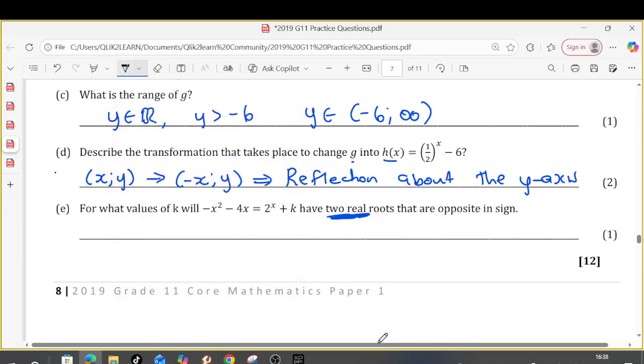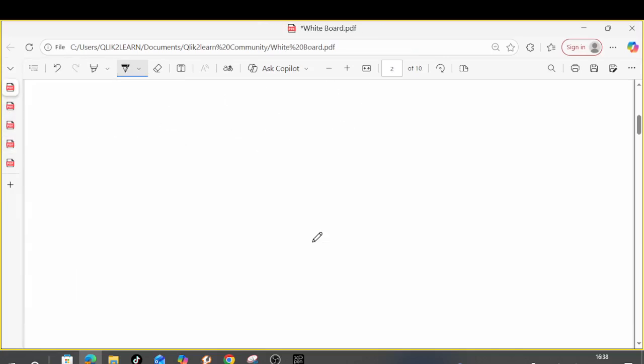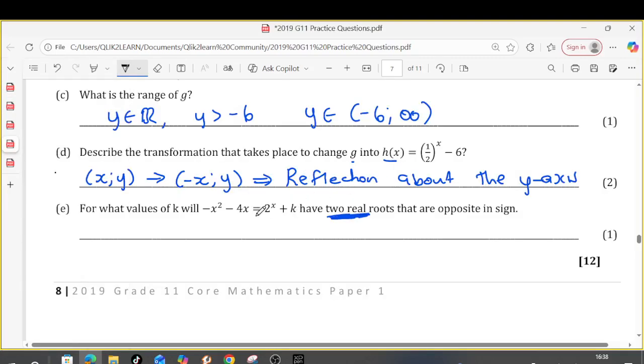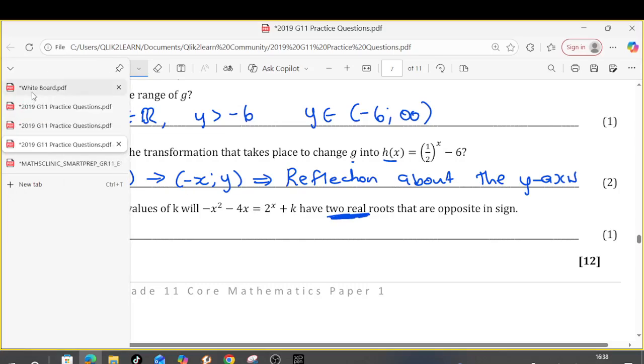Okay. So now they say, for what values of k will this have two real roots that have opposite sign? Can we first, I know this is long, guys, I'm just going to write this on the other side. Let's work it out this side. I'm first going to say I'm given minus x squared minus 4x, and then, what else are we given? Let's check. We have this equated to 2 to the power x plus k. It's fine. We'll work on it.